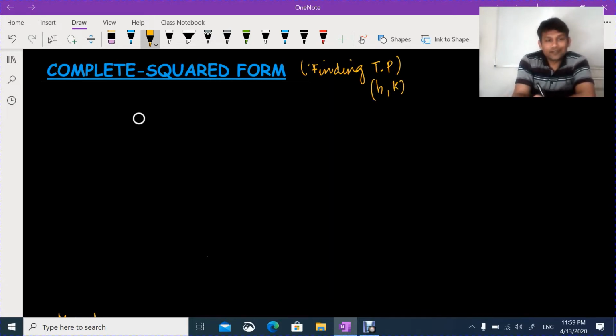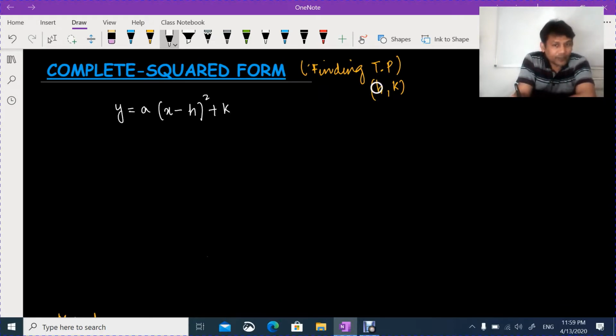The complete square form is y equals a(x minus h) whole squared plus k, where (h, k) is the turning point. This a decides whether the turning point is a maximum or a minimum. For this situation, we should know this form.